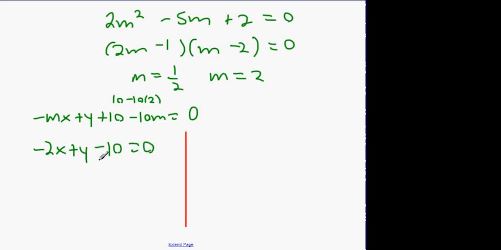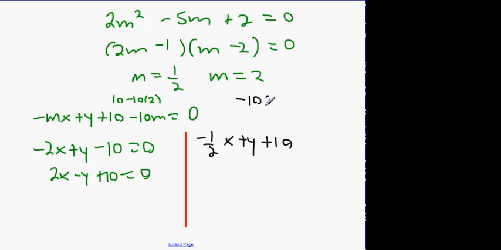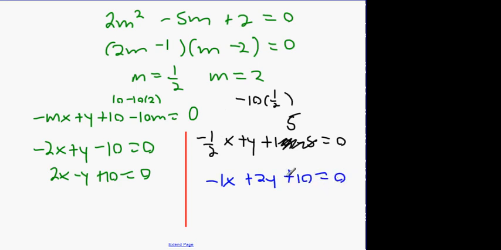And what's the other answer for that? Okay, second answer. Put in a half, minus a half x plus y plus 10. That now is minus 10 times a half, which is minus 5. Then 10 minus 5 is 5, yeah? Now, see the way this is over 2? I'm going to multiply everything by 2. So I'm going to get minus 1x plus 2y plus 10 equals 0. Happy enough with that?